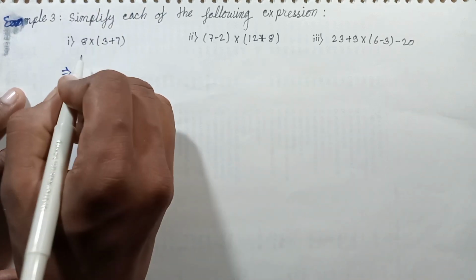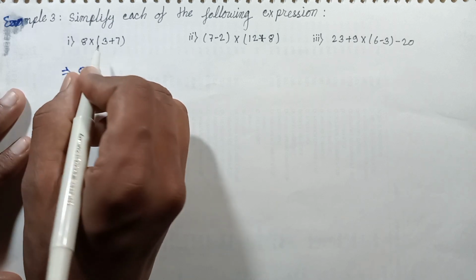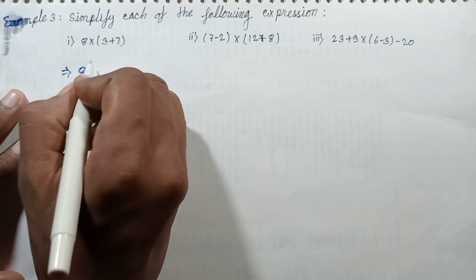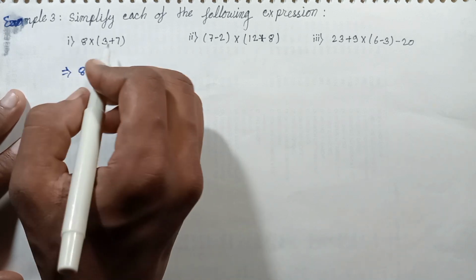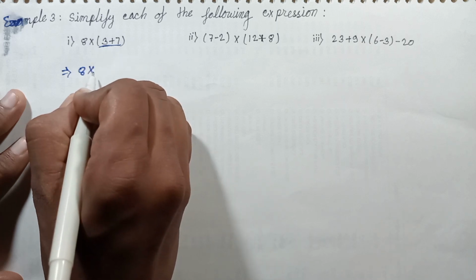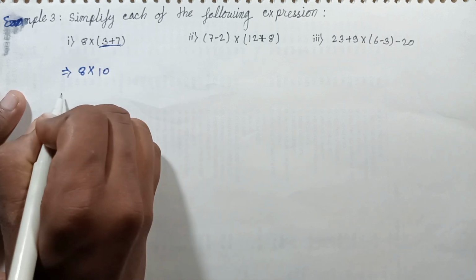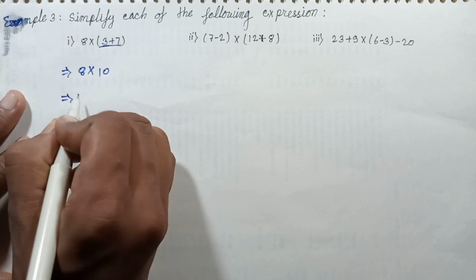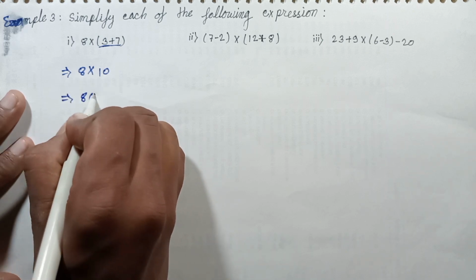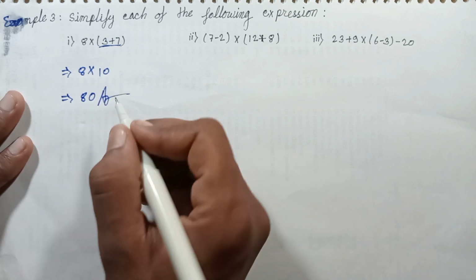8 multiplied by parenthesis 3 plus 7. First of all, work on the parenthesis. 3 plus 7 is 10. 8 multiplied by 10 comes out 80. 8 tens are 80. This is my answer.